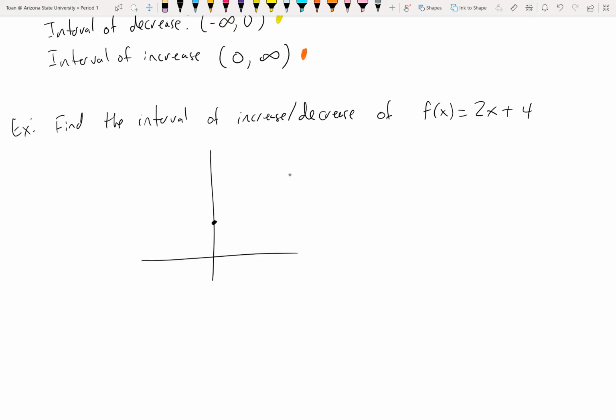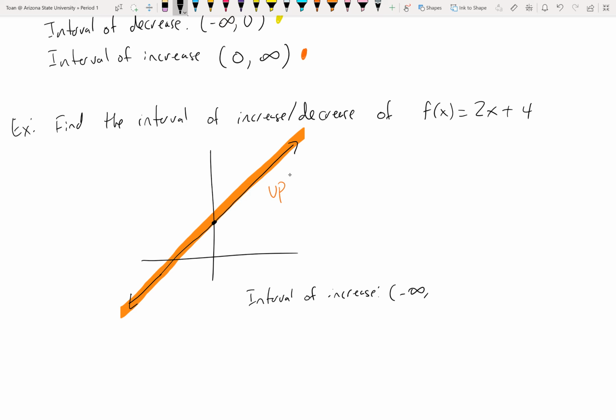So I did a very lazy way of sketching, but I did it for a purpose because this is a rather trivial example. If I'm looking for the interval of increase or decrease, I have to find all the parts of the graph that are either going up or going down. Now in this particular line, since we read from left to right, do you see how the entire thing is going up? So the interval of decrease, there is none. The interval of increase is everything: negative infinity to positive infinity. So for linear functions, the interval of increase and decrease is sort of trivial because the whole thing is either increasing or the whole thing is decreasing.